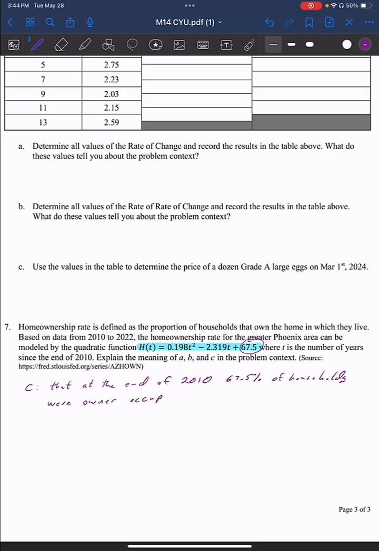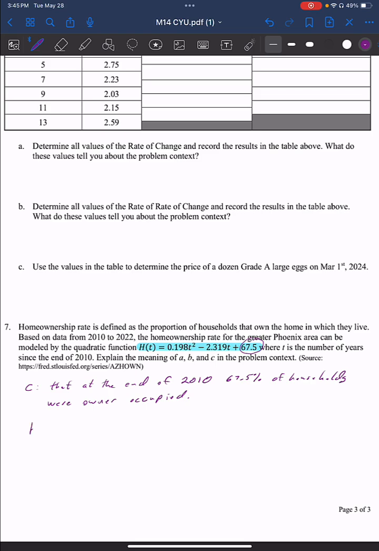In other words, the person that owned the house is the person that lived in the house. Okay, because this is looking at home ownership rate, which was defined as the proportion of households that own the home in which they live. So H of t is going to give us a proportion, which is in this case a percent of the households that are owned by the people who live in them. So 67% of households were owner occupied at the end of 2010.